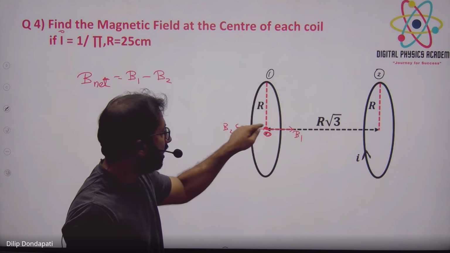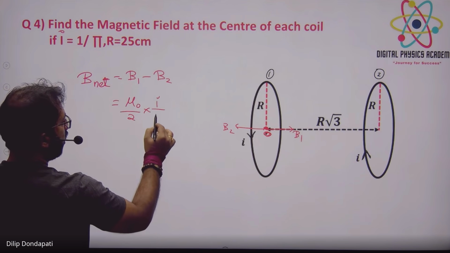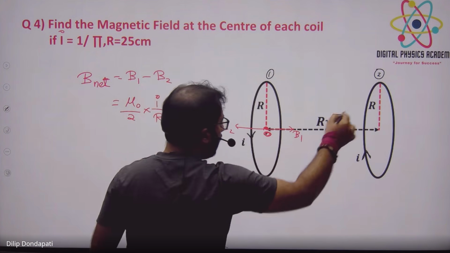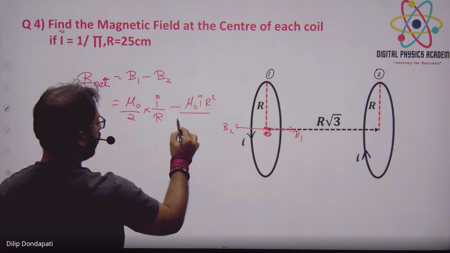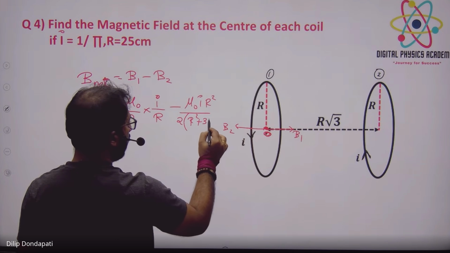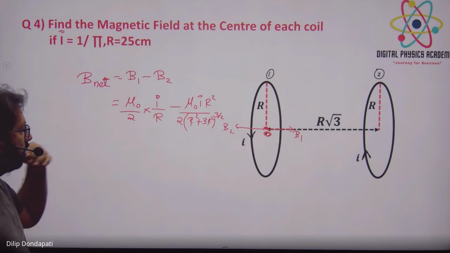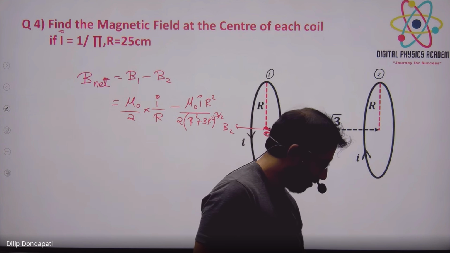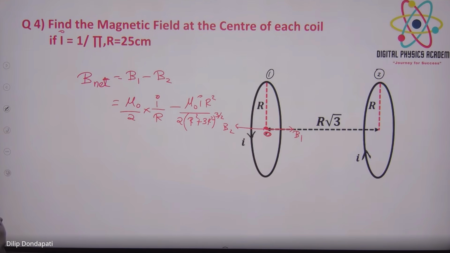Now for this coil this is acting like the center point, right? So use the center point formula, μ₀/2 into I/R. The first coil's contribution is the center one, with minus, and for this coil this point is actually an axis point, so μ₀ I a² means R² by 2 times (a² + x²) whole power 3/2, where a² + x² is nothing but R√3 whole square, meaning (3R²) whole power 3/2. Find the net magnetic field, take common and solve. Lastly, substitute the values. First take common and solve.